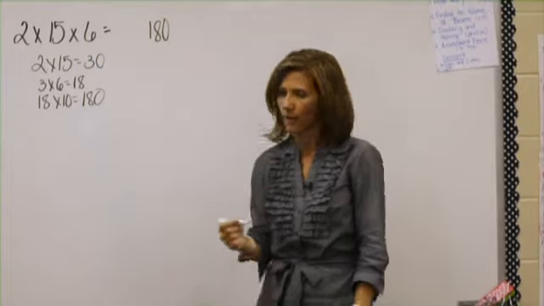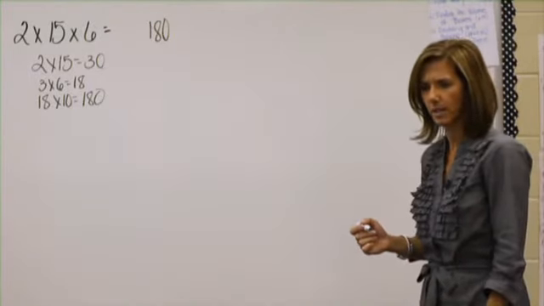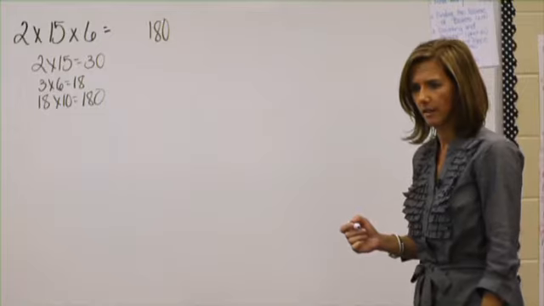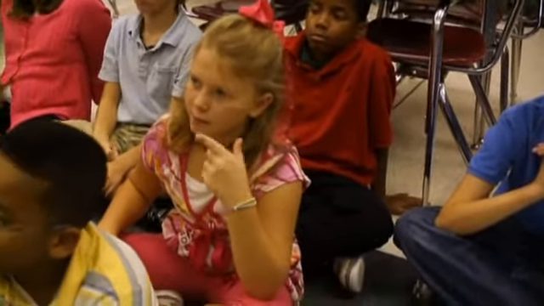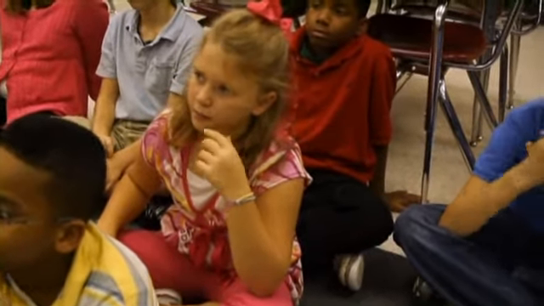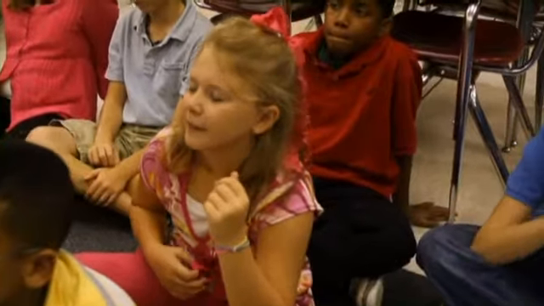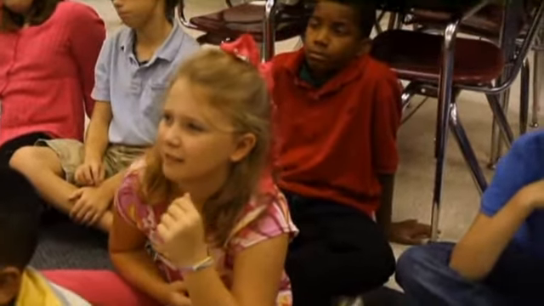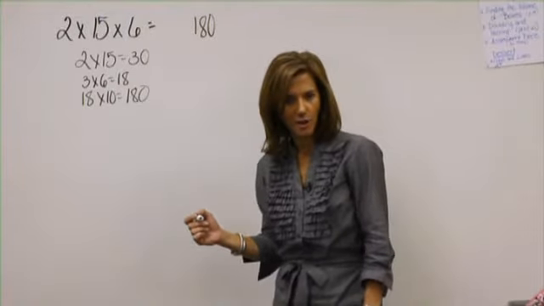Can anybody explain why Kylie did 18 times 10? Spencer, why did you do 18 times 10? She did 18 times 10 because she was supposed to do 30 times 6, not 3 times 6. So basically, she had to take the 3 times 6 and times it by 10. Oh, I see. Is that correct, Kylie? That's why you did that? Okay. Did anybody solve differently?